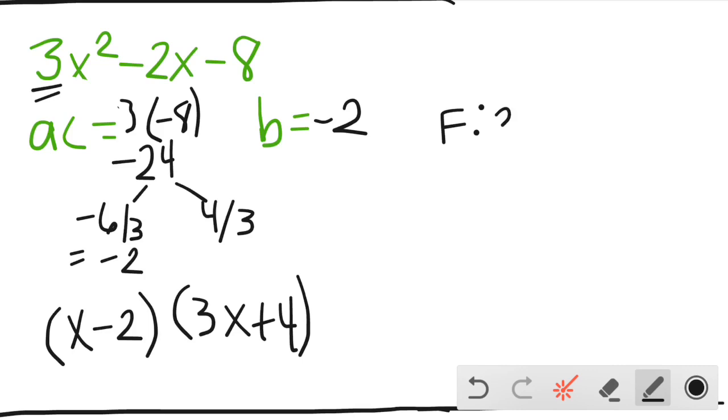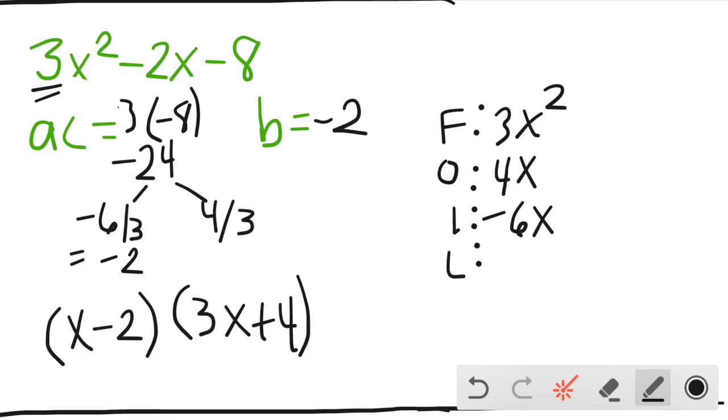The first terms multiply to 3x squared, the outer terms multiply to 4x, the inner terms negative 6x, and the last terms to negative 8. Once again, our first and last terms are correct. Let's make sure our middle terms will add up to negative 2x. In this case, yes it does. That's how you know you factored correctly.